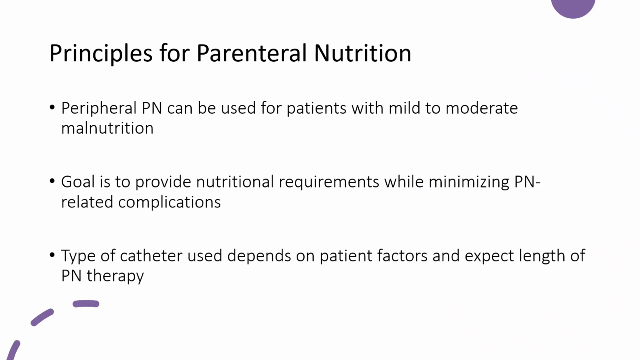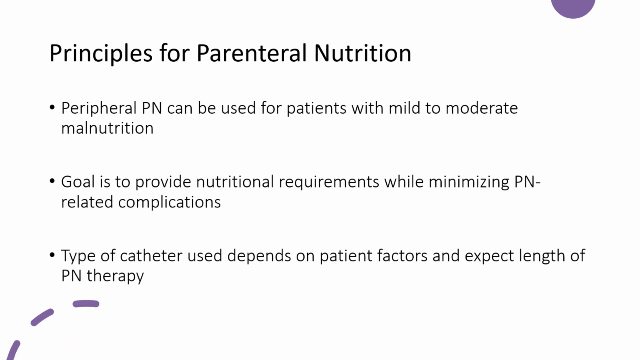So principles for parenteral nutrition. Peripheral parenteral nutrition can be used for patients with mild to moderate malnutrition. So what that means is that peripheral parenteral nutrition is less concentrated than a central line total parenteral nutrition because peripheral veins can't tolerate high osmolarity solutions that are often required in TPN.